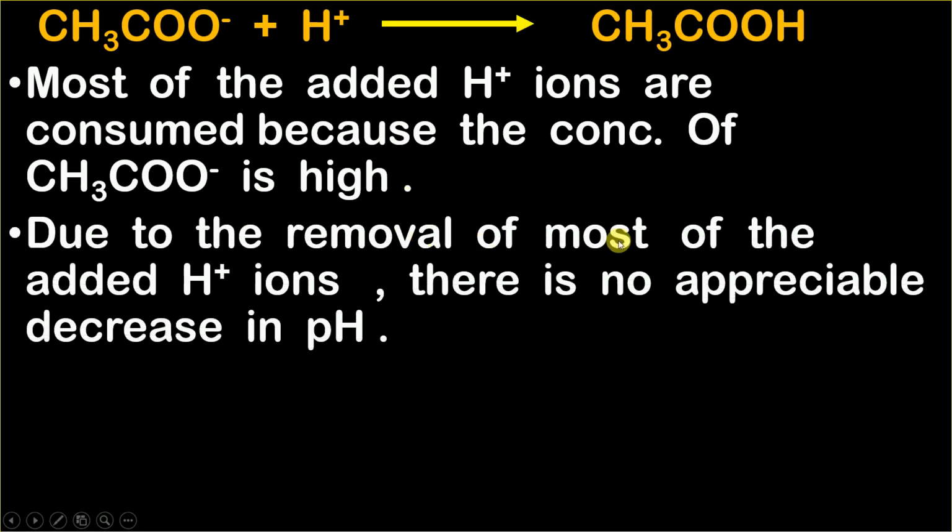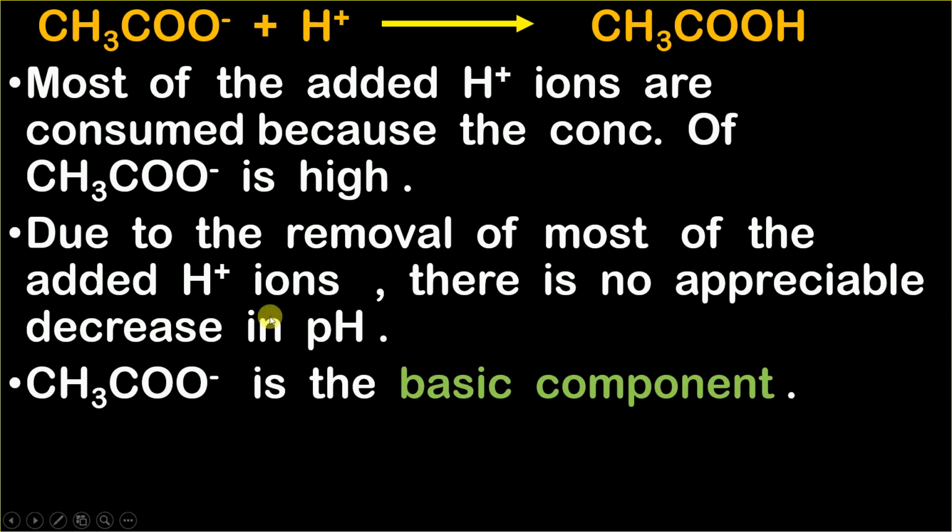Due to the removal of most of the added H plus ions, there is no appreciable decrease in pH, because if all the H plus ions are getting consumed by CH3COO minus, ultimately there is no change in the molar concentration of H plus ions. So in this way your pH value can be controlled by the acidic buffer solution. Can I say that here CH3COO minus is the basic component? Why is it a basic component? Because it is not allowing the H plus ions to change the pH value.